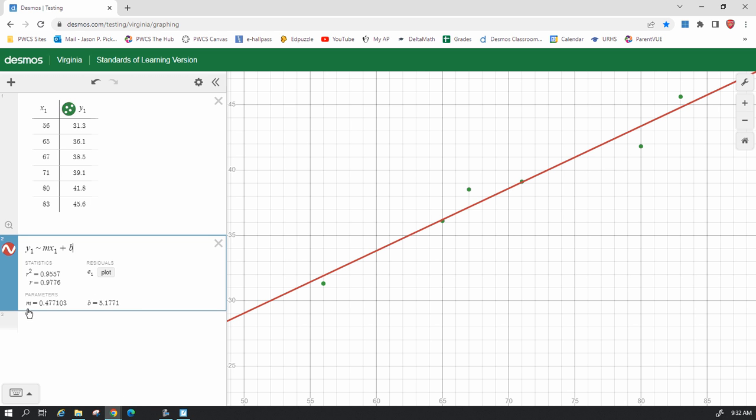And you can see down here the two most important things under parameters are the slope and the y-intercept. And we can use that to write the equation of a line, this red line, that best represents these data points. It's called a line of best fit.